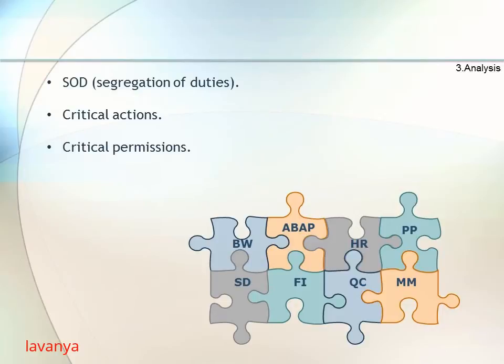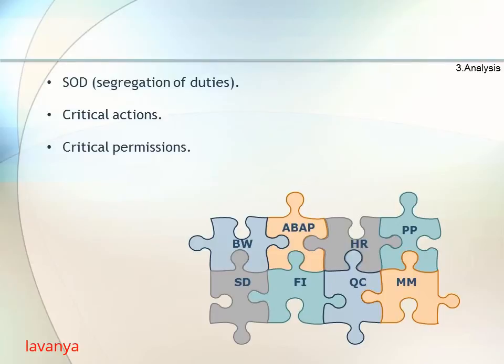We assign roles and authorizations to the users depending on the role matrix which we get from the functional team. Role matrix contains role name, validity, T code, authorization objects, etc. What are critical actions? There are certain actions, they are considered to be critical on their own without combining with any other action. Similarly, critical permissions, they are critical on their own.